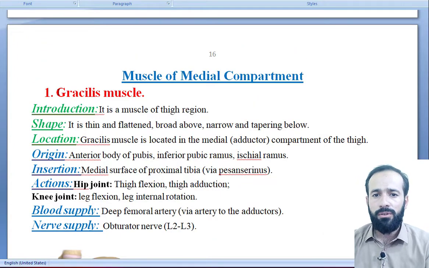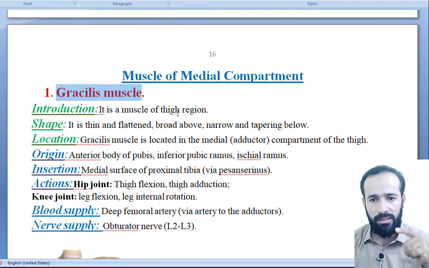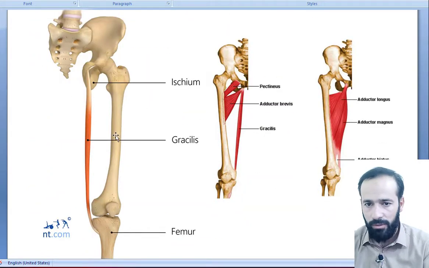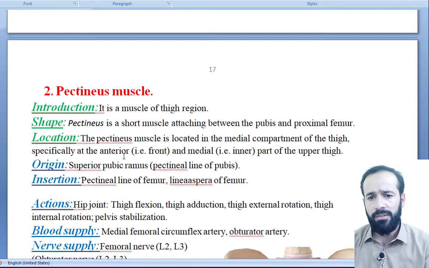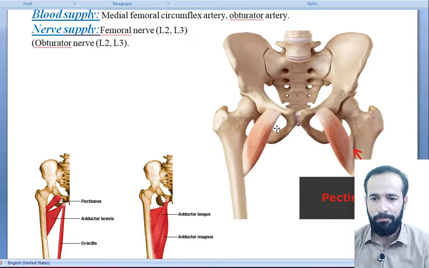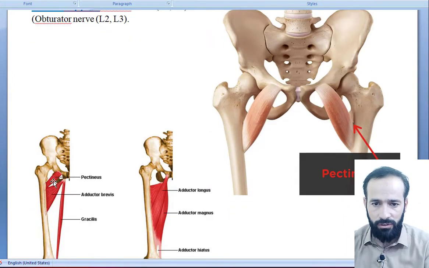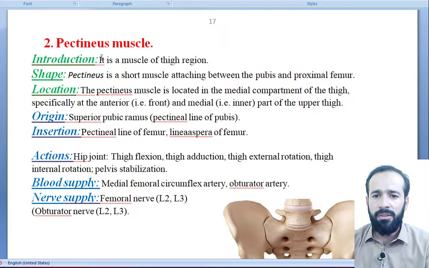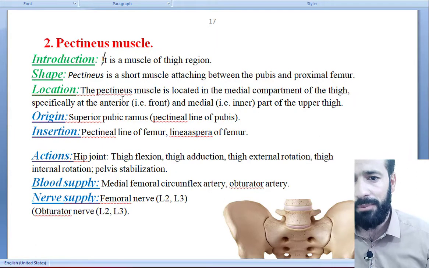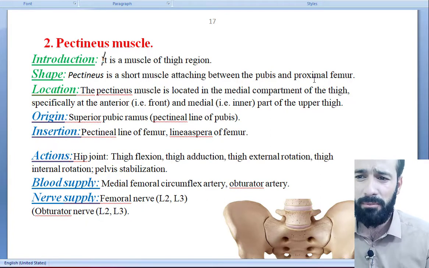So friends, this was about which muscle? Gracilis muscle in the medial compartment, right? You can see here this is gracilis muscle. The next muscle in this medial compartment is the pectineus muscle. You can see it here, pectineus muscle, this one, right? And here in this picture you can see this is pectineus muscle, right? The pectineus muscle is also a muscle of the thigh region. Pectineus is a short muscle attaching between the pubis and proximal femur.